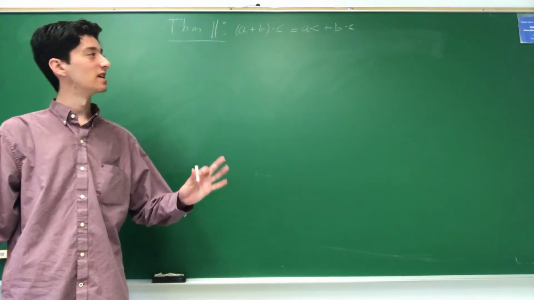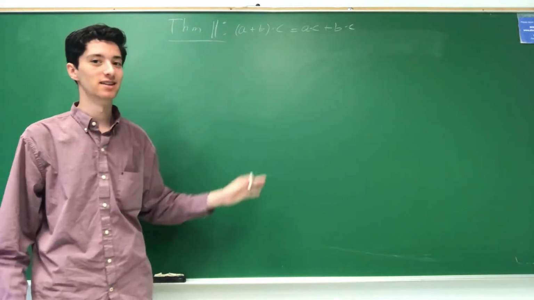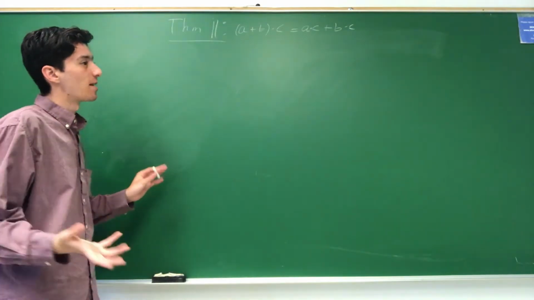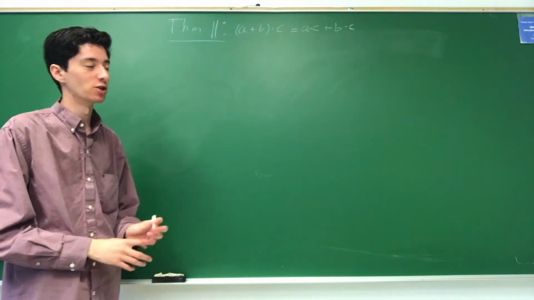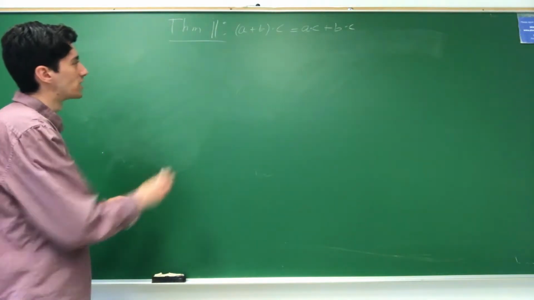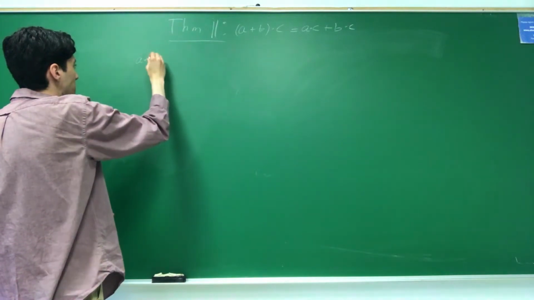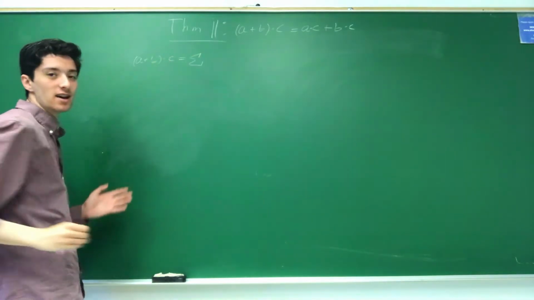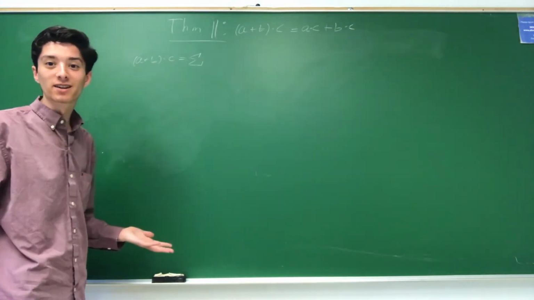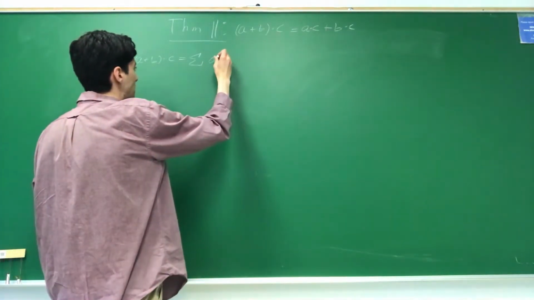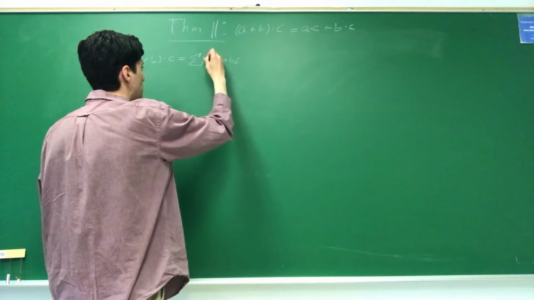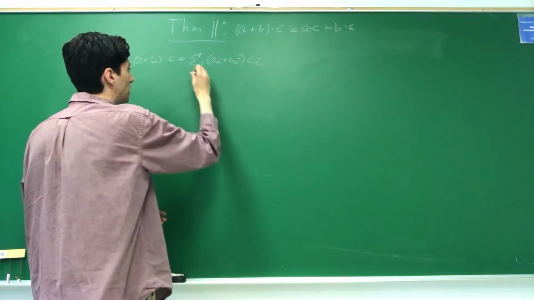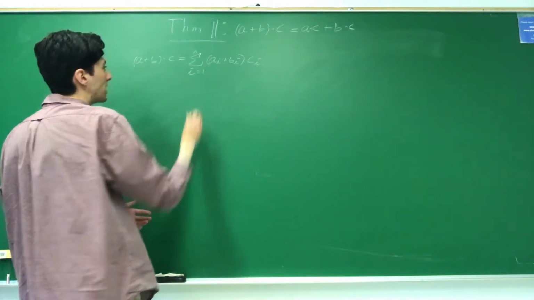The next theorem is that (A plus B) dot C is equal to A dot C plus B dot C. This means that the dot product has a distributive property, similar to multiplication. To show this, we can just start with our definition. (A plus B) dot C is equal to the sum of the ith element of A plus B, and when you add vectors, you just add their entries together. So this is simply a_i plus b_i, multiplied by the ith element of C, c_i, and i goes from 1 to n.